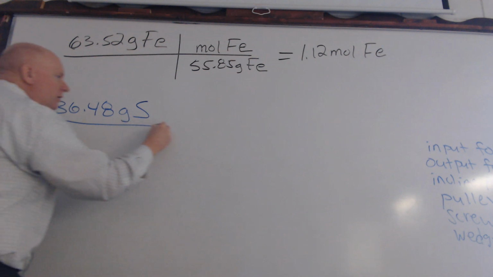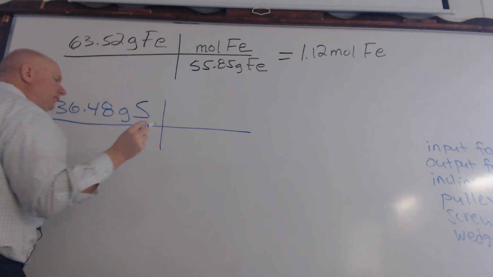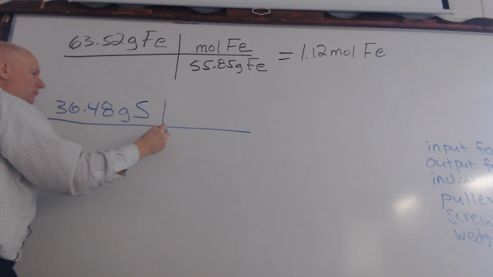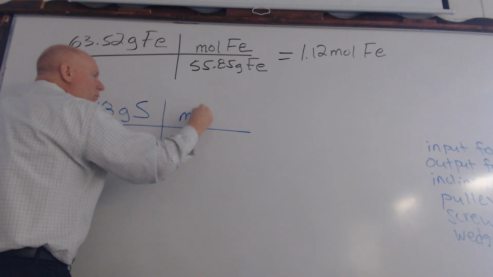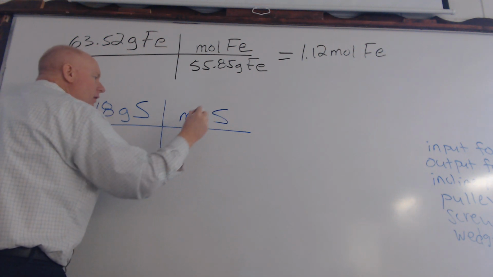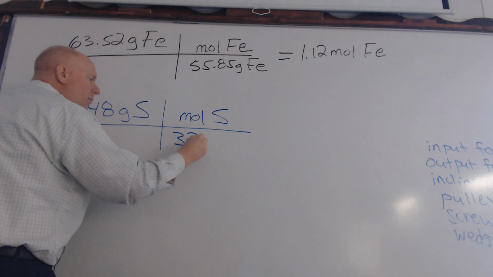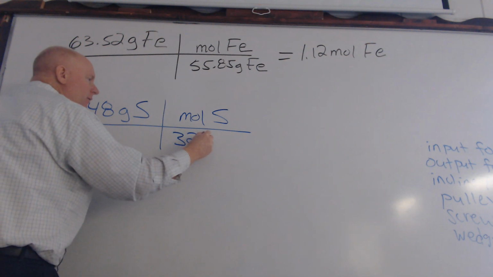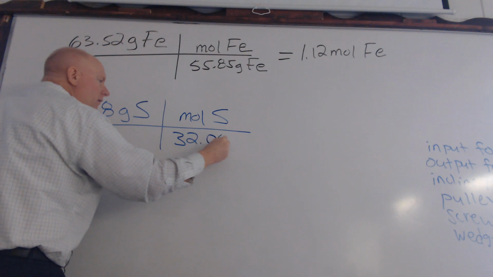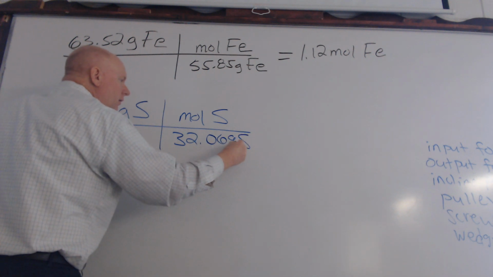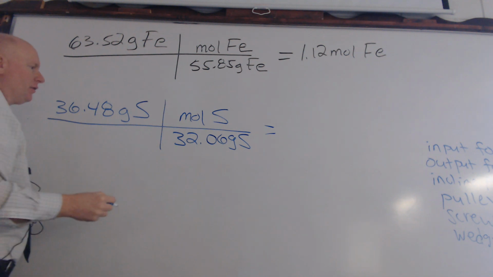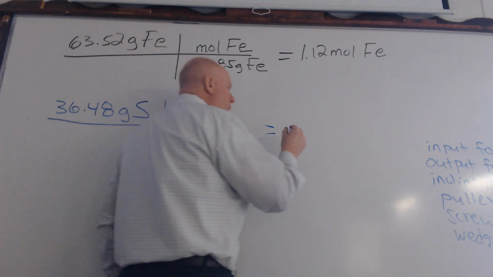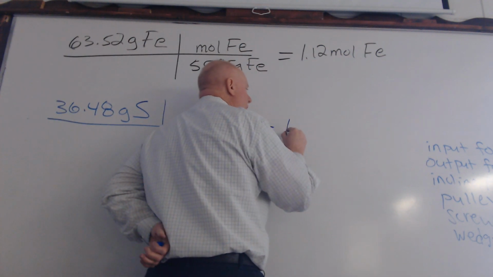How do we get this to moles of sulfur? Yeah, same thing. For every mole of sulfur, get 32.06 maybe. So upon doing that, that's also going to give you probably 1.13 maybe, I don't know.